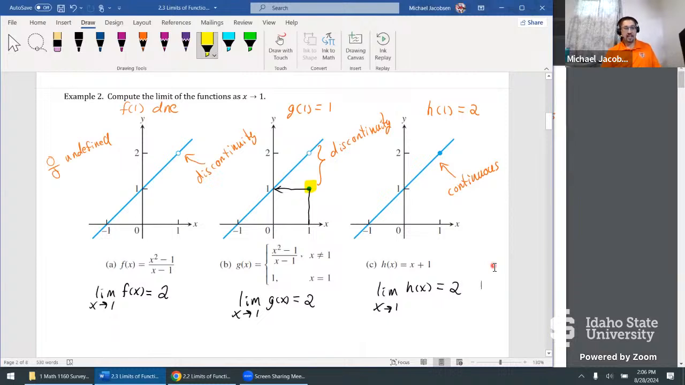Any questions, folks, on getting through that example 2? I think this one was definitely tricky to look at. Okay, well, we're on our way to the new content.